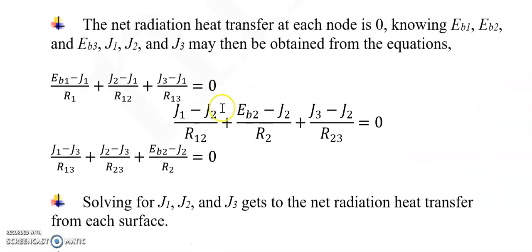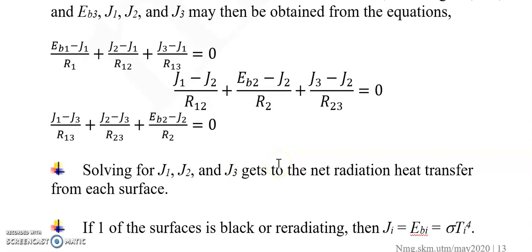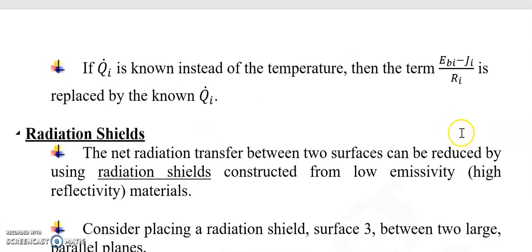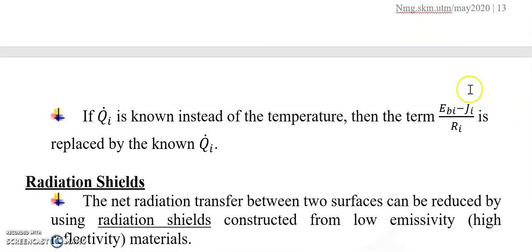So we have here three equations with three unknowns. Actually, you can solve this. You can solve for J1, J2, and J3 if you know the other parameters in the equation. You can solve them simultaneously or with a simple code in MATLAB. If one of the surfaces is black or re-radiating, then the radiosity is simplified into just black body radiation. There is no reflected irradiation. Basically, they're all emission, so you use the Stefan-Boltzmann equation.